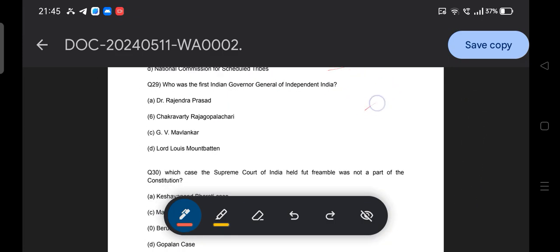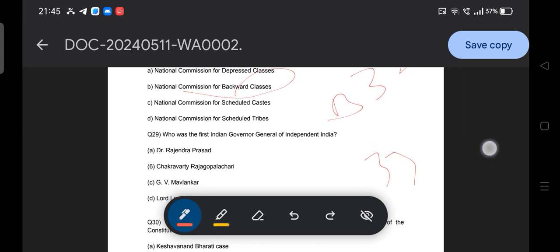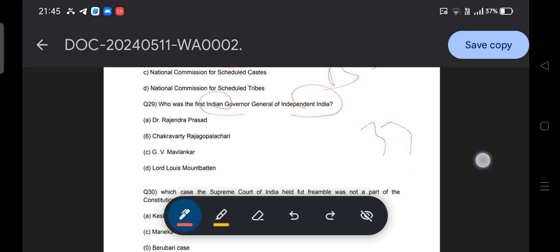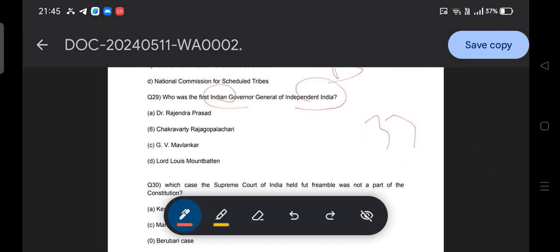Then with the continuation of that, question number 33: who was the first Indian Governor General of India? Indian Governor General, that is Sri Rajagopalachari. If they ask the question who was the first Governor General of independent India, then you need to answer Lord Mountbatten. Lord Mountbatten was the first Governor General of independent India.